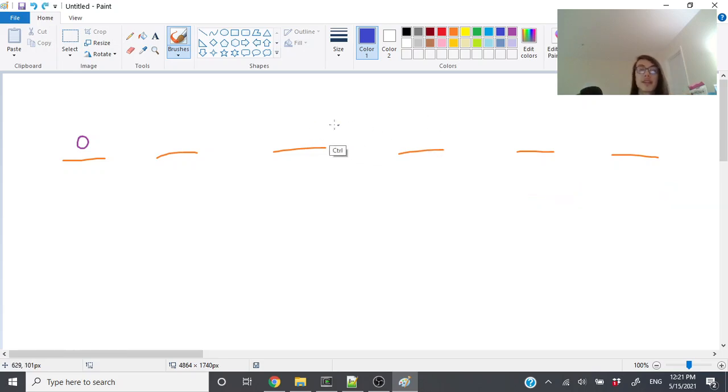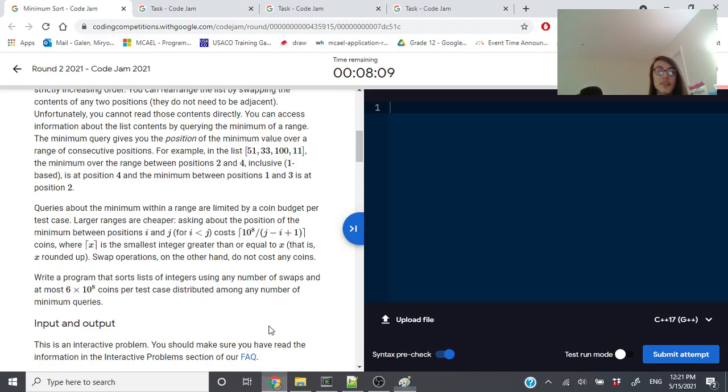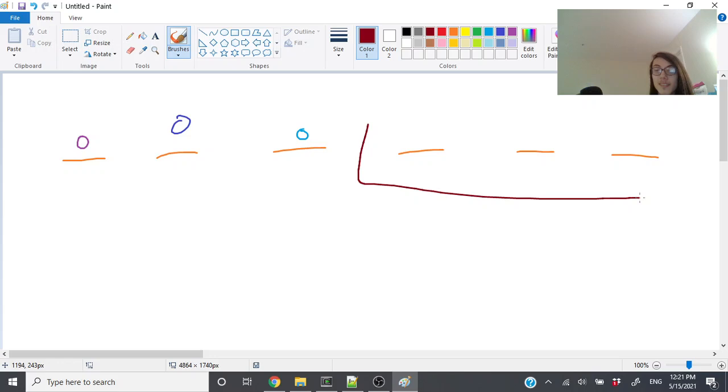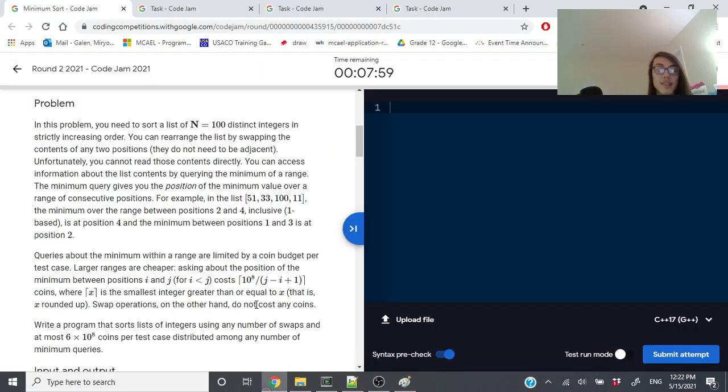Now we find the minimum again here. We move that over. We do it again. We find the minimum on this range. We move that over. We get that, etc., until the whole array is sorted. Now this is kind of convenient, right? Because we have an oracle that tells us the position of the minimum value on a range. That's the query we get, so this can be done all in one query because the interactor tells us this.